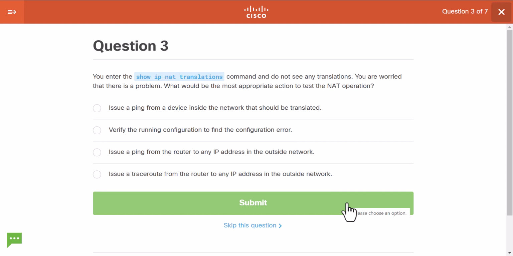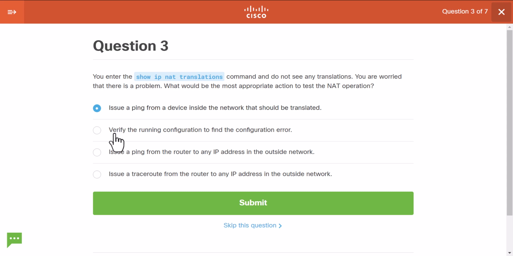You enter the show ip nat translations command and don't see any translations. You are worried that there is a problem. What would be the most appropriate action to test the NAT operation? Okay, let's see the options. Issue a ping from a device inside the network that should be translated. That looks okay. This is something I would do to check whether translation is actually working.